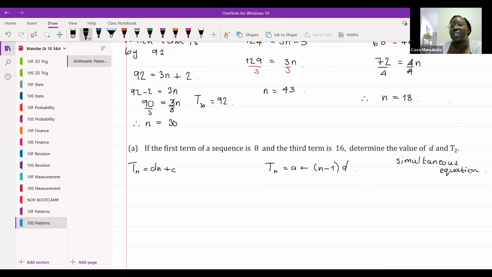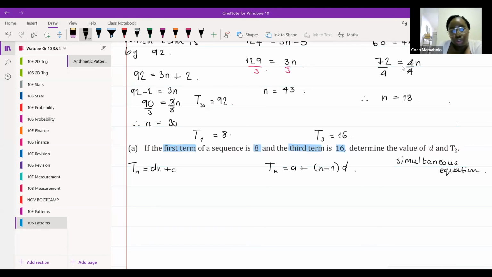Okay, so we can use either of these, and I'm going to show you what we're going to do here. Landile says use the second one. I also use the second one, Landile, because it just makes my life a little bit easier. Okay, so we're going to first map out what they've given us. They've said over here that the first term is equal to 8. So that tells me that T1 is equal to 8. Then they say that the third term is equal to 16. That tells me that T3 is equal to 16.